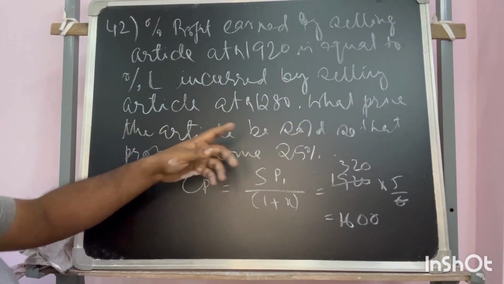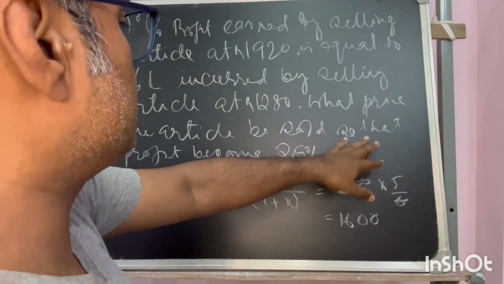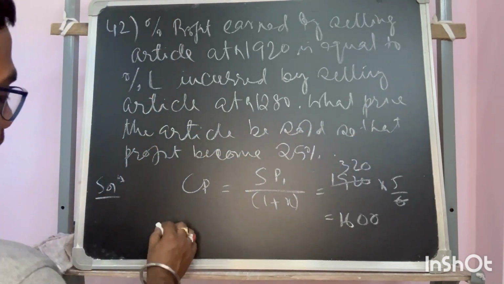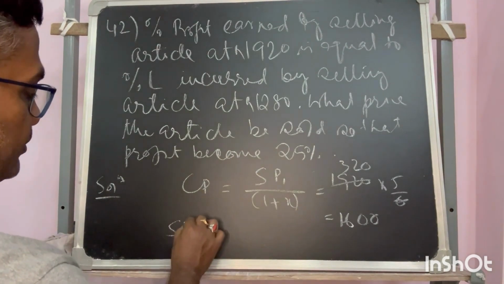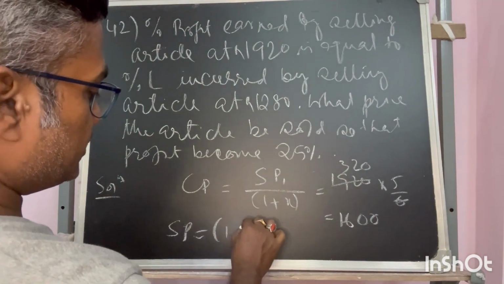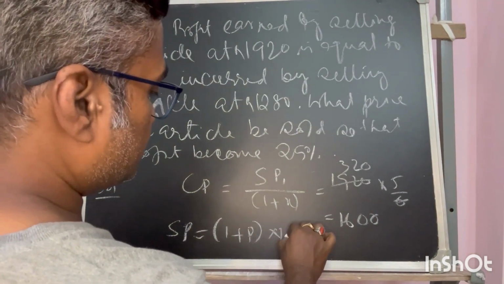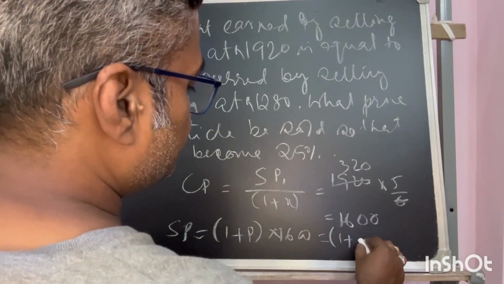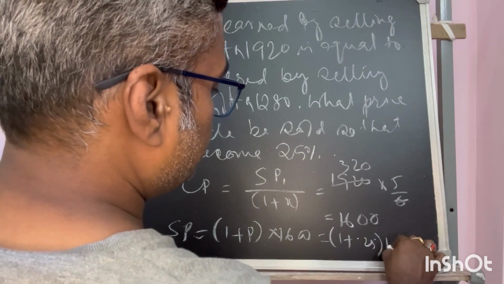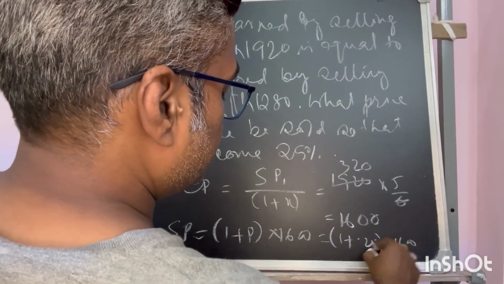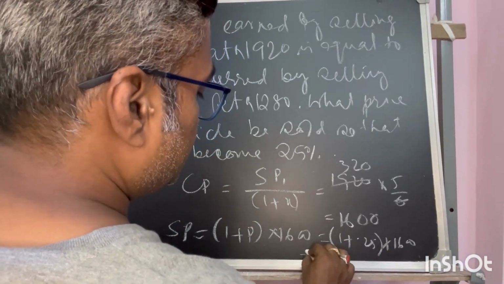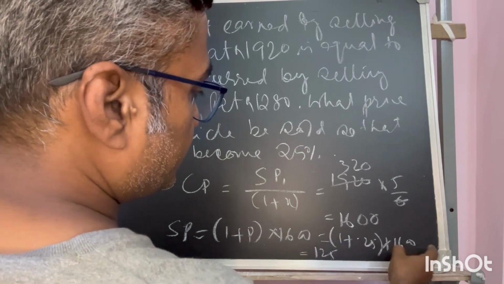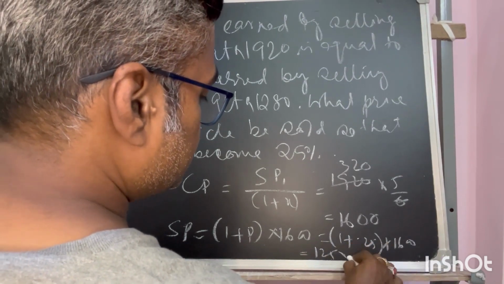Now at what price should the article be sold so that the profit becomes 25%? The selling price is 1 plus profit into the cost price, 1600. So that is equal to 1 plus profit, which is 0.25, into 1600. So that is equal to 1.25, that is 125 by 100, because this will be cancelled, into 16.